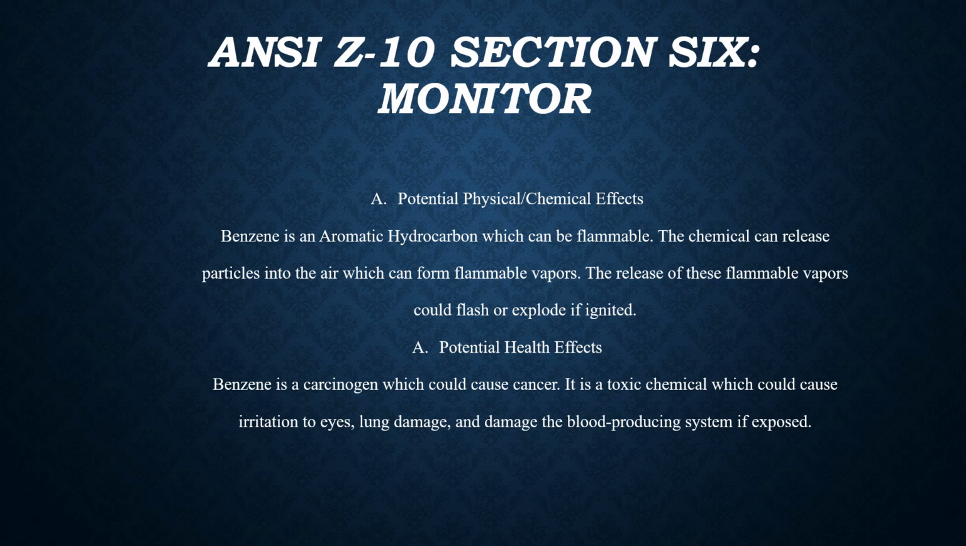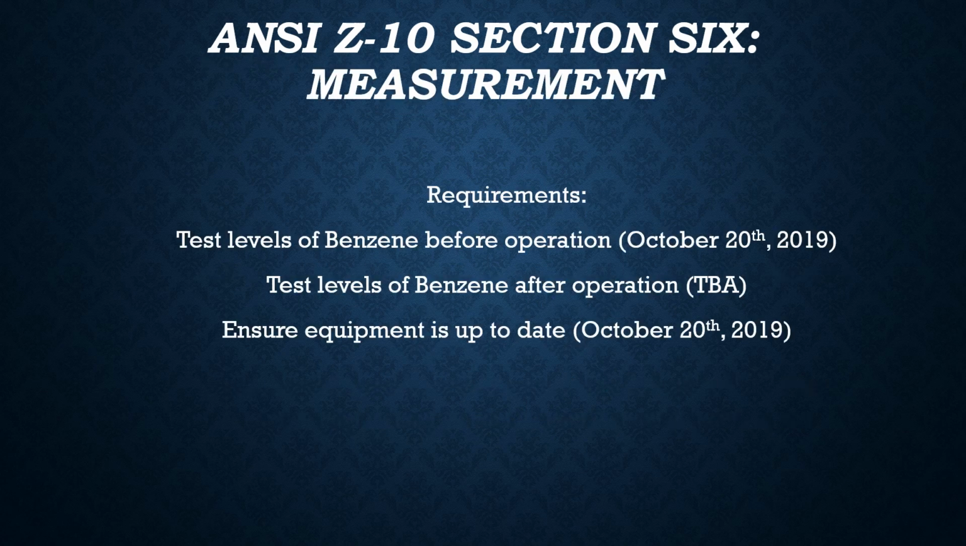Furthermore, it is important to understand that all our equipment and testing equipment. The next segment of ANSI Z10 Section 6 is the measurement. Our requirements here are to test levels of benzene before operation, test levels of benzene after operation, and ensure equipment is up to date. We must ensure that our equipment is up to date to make sure our levels of benzene are correct and precise. We do not want different levels on different readings.